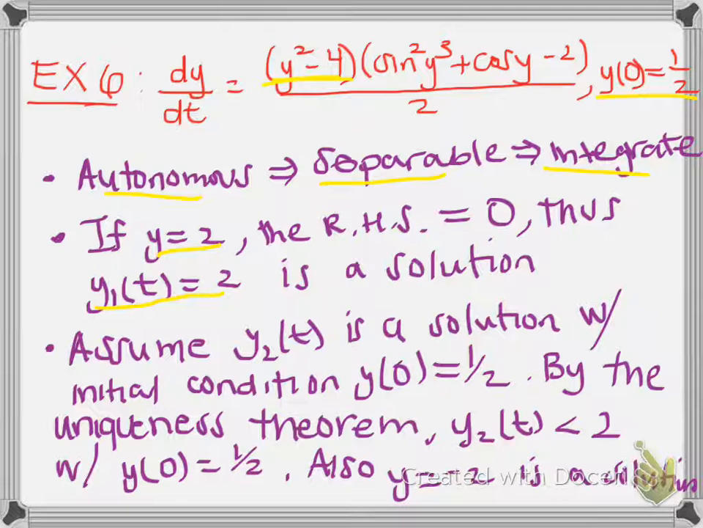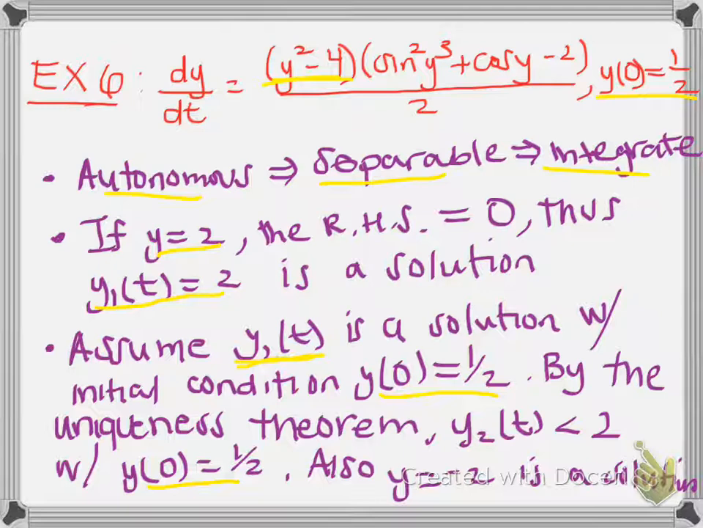Let's assume that we had another solution, y sub 2 of t, a solution with initial condition y of 0 equals 1/2. By the uniqueness theorem, remember, with an initial condition you're starting at that point and sketching the slopes along that curve. So if we're starting from y of 0 equals 1/2, this second solution y sub 2 has to be less than 2. It can't cross 2. I was talking about that in class.